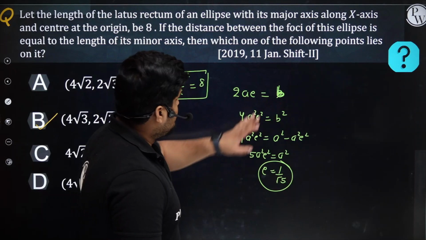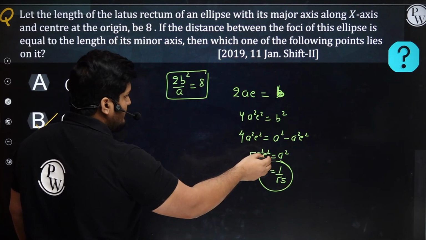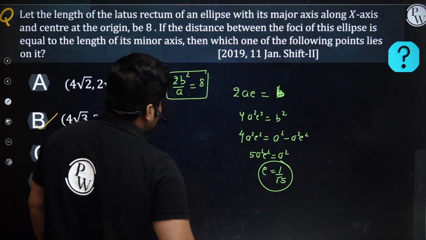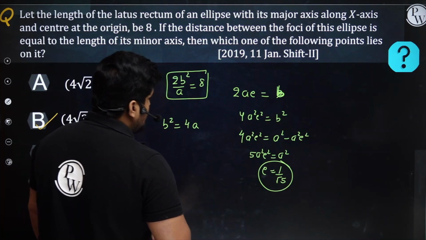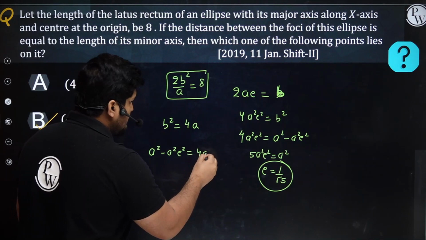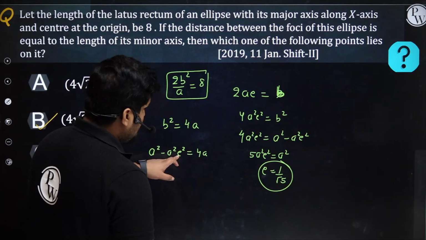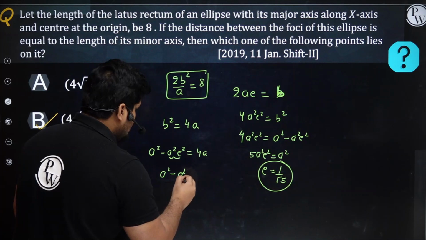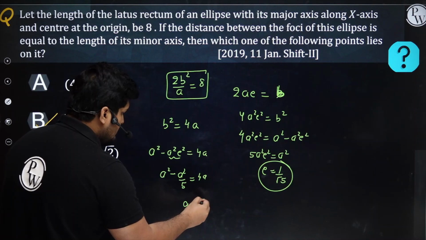So guys, if we have got e now from here, this b square will be equal to 4a. So b square will be equal to a square minus a square e square equal to 4a, right? So a square e square was how much? a square e square was equal to a square by 5. This is a square by 5 equal to 4a. So we have, guys, clearly a equal to 5. So we got a equal to 5, e is equal to 1 by root 5.